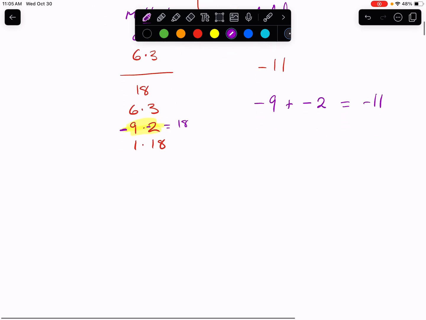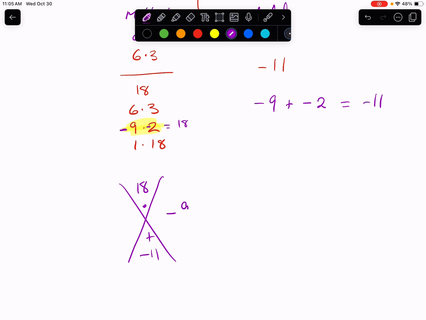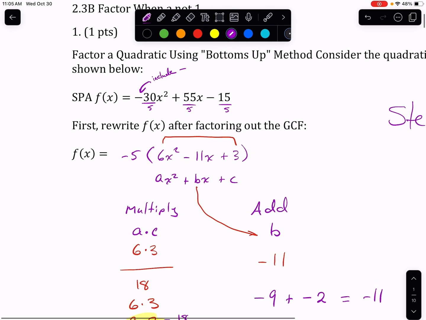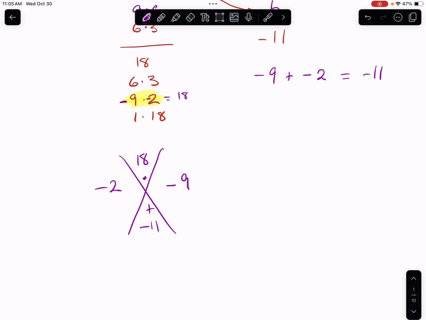Okay, big X. The two numbers that multiply to give me 18 that add up to negative 11 are negative 9 and negative 2. And if you swap sides with the negative 2 and negative 9, that doesn't matter. The next step is to divide by A, which in this case, A is 6. We're going to divide by A, or 6 in this case, and then simplify our fractions.